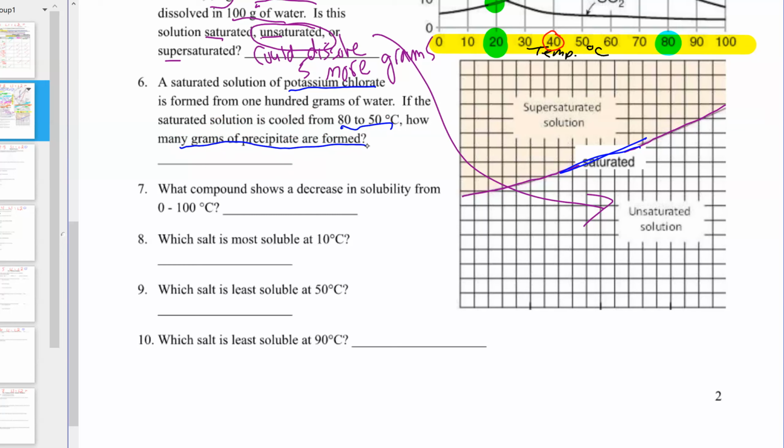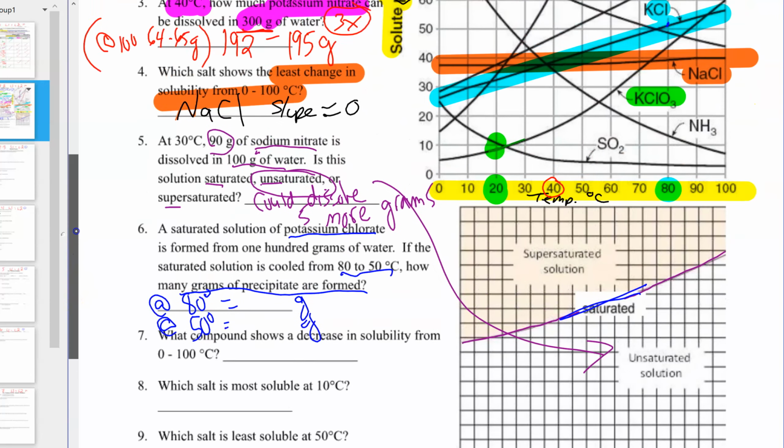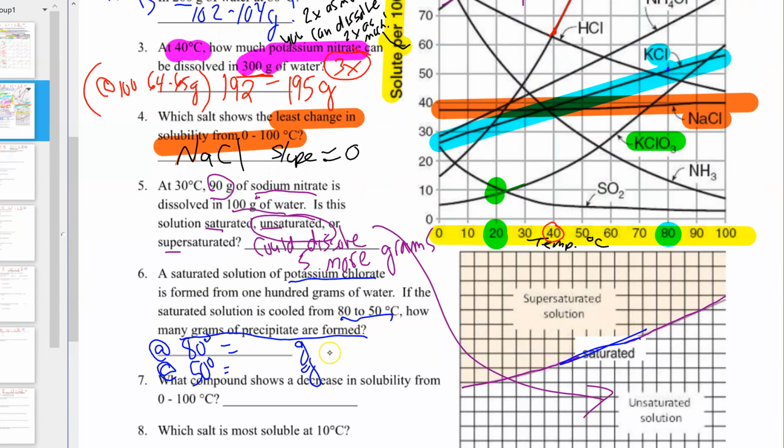Let's work through that together. Potassium chlorate, saturated, starts at 80, goes to 50. So at 80 degrees, we're going to see how many grams it can hold, and at 50 degrees, how many grams can be held. So 80 and 50 for potassium chlorate. Potassium chlorate is KClO3, so we're looking at this line. I'm going to outline it in blue here. That's our KClO3. And here's 80.